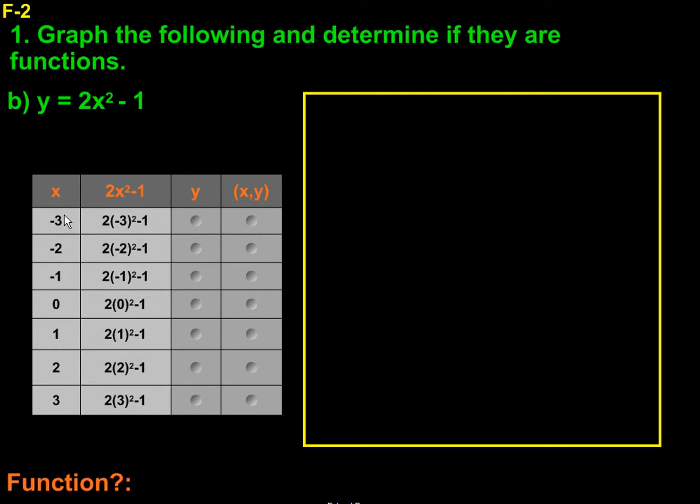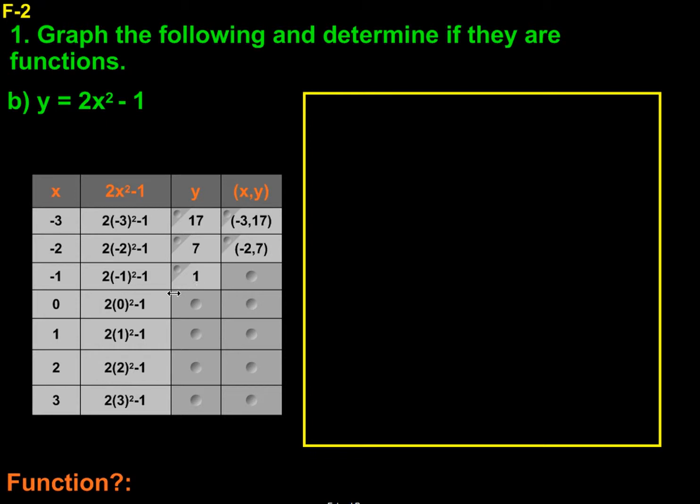So I randomly chose -3, -2, -1, 0, 1, 2, 3. It really doesn't matter what values you choose for x. So with -3 to start, I plug that into the formula. It works out to be 17, and it gives me a value of -3, 17 for my first set of coordinates. I then chose -2, plug that in. It works out to be a positive 7, and it gives me the coordinates -2, 7.